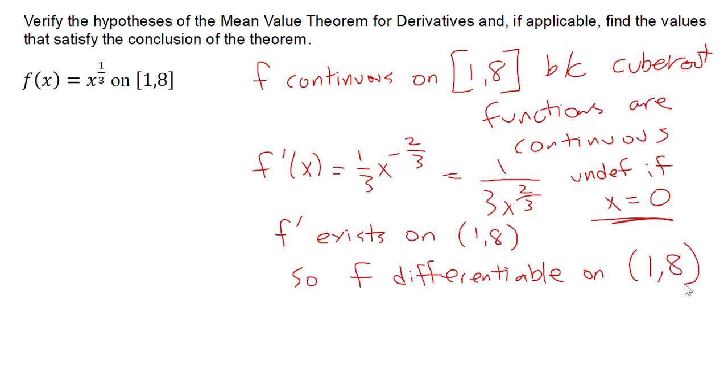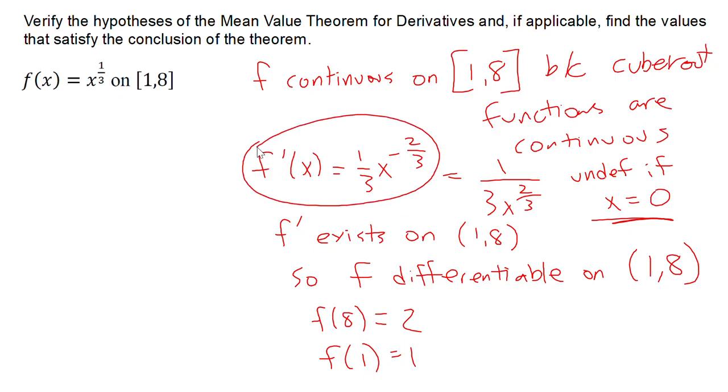No other reasoning needed other than we've shown that the derivative only is non-existent at 0. Okay? So now we need to find f of 8. F of 8 is just 8 to the 1/3, that's 2. And we need to find f of 1, which is the cube root of 1, that's 1. We don't need to find f prime of x because we just did it here, because we actually had to do a little bit of work to determine the differentiability of our function.